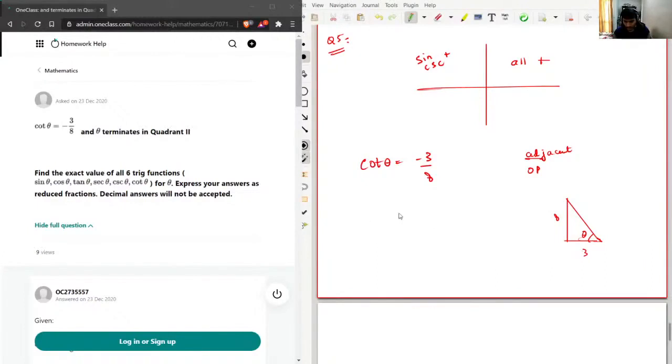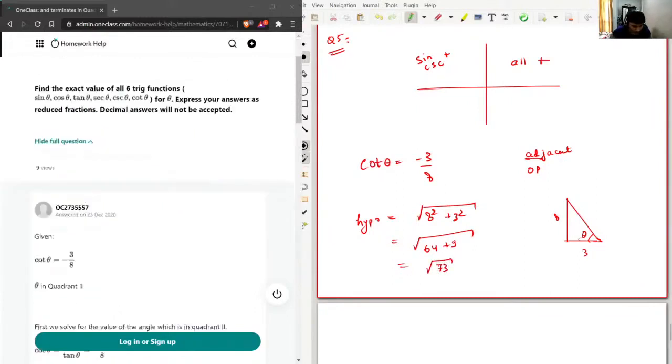Hypotenuse will be square root of 8 square plus 3 square. It will be square root of 64 plus 9. This will be 73, I guess.